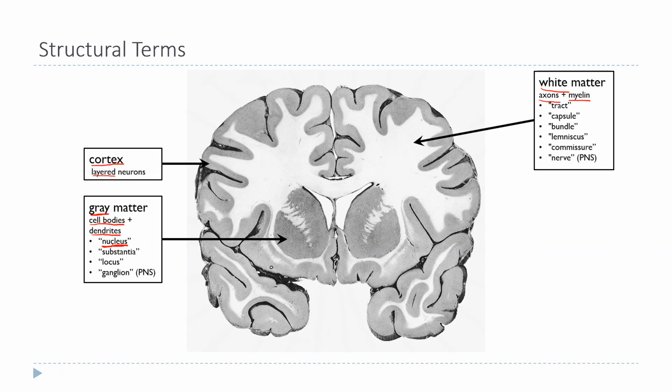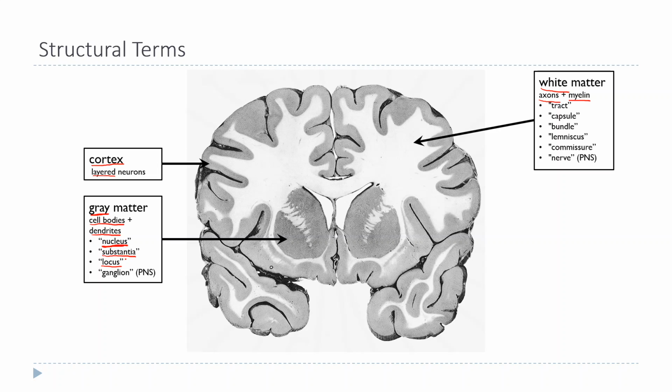And then for other terms that refer to regions of gray matter, the word substantia sometimes is used, where you have a group of neurons that maybe aren't clustered together tightly enough to be called a nucleus, but still have enough things in common that they need a common name. The word locus, which just means location or spot, sometimes will show up. So these are all just different terms for certain regions of the brain, and we'll encounter them more later.